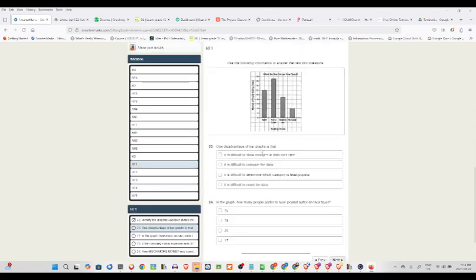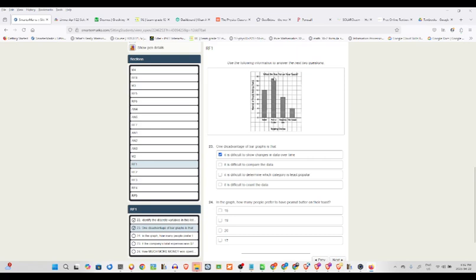Next, one disadvantage of bar graphs. Well, yeah, it is difficult to show changes over time. We do bar graphs because it makes it easier to compare the data. The category that's least popular in this graph, we can see it's marmalade. It's the one that's usually the shortest bar.